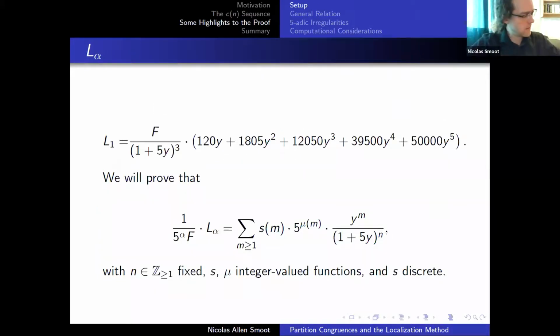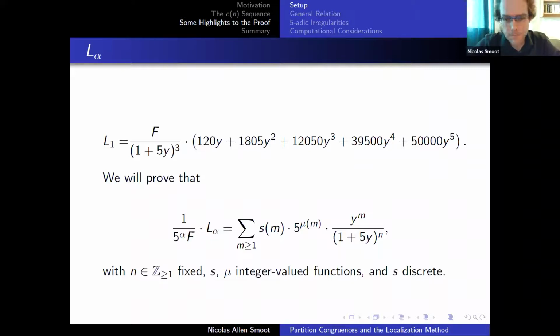And let's see, how much time do I have left? 6:32, so we still got a little time. So I think I will skip to the computational considerations first, and then maybe if we have time, I'll go into some of the details.